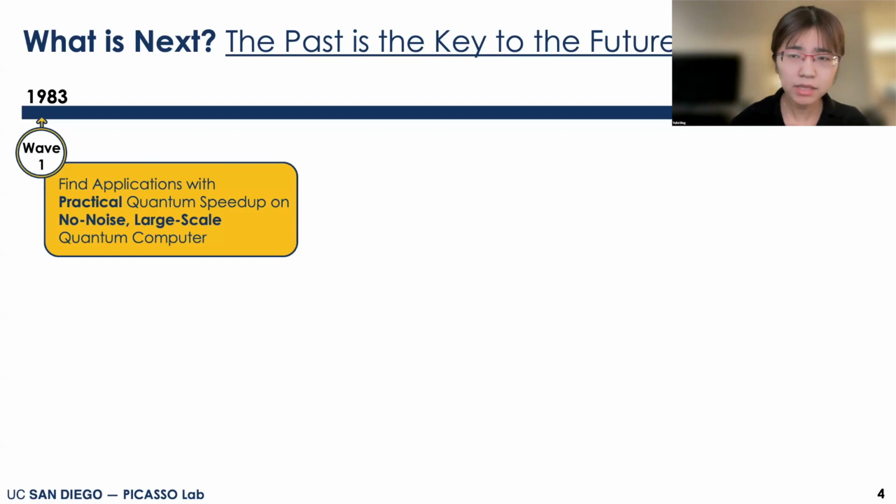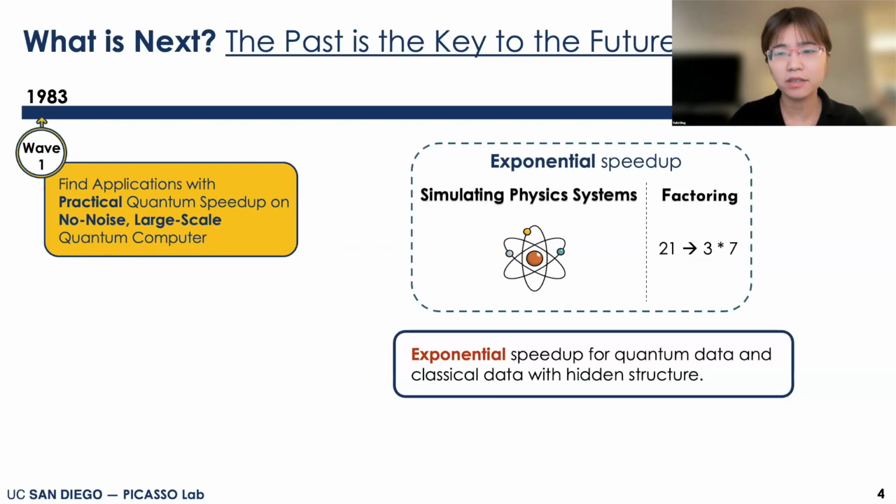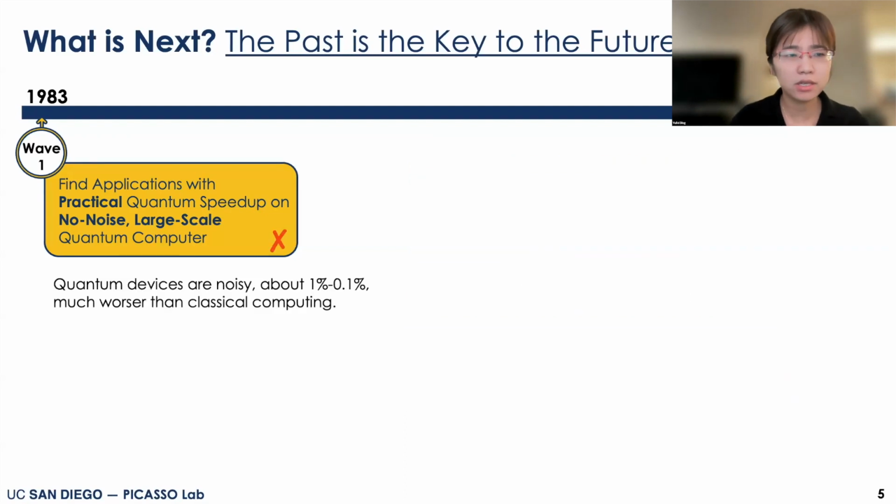And they assumed that one day we could just build an ideal, noise-free, large-scale quantum computer. And they achieved great results. In general, we could expect exponential speedup on applications with quantum data, like physics system simulation, and also applications with classical data but with hidden structures, like the integer factoring algorithm. So it all sounds perfect.